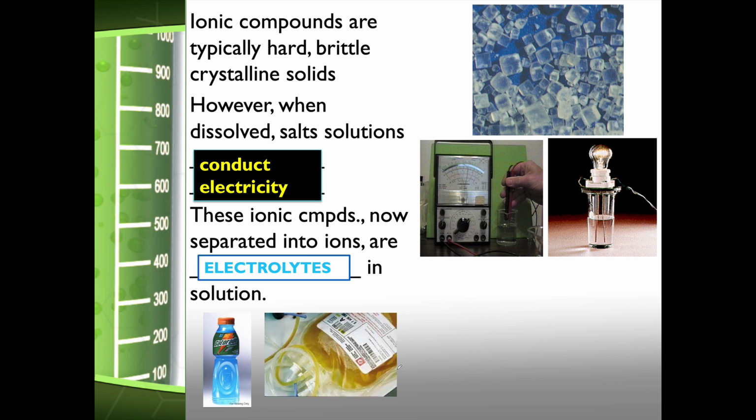There's also plenty of dissolved electrolytes and ionic compounds in the portion of blood that's liquid called plasma, this yellow colored fluid. If you take out all the red blood cells, what you're left with is plasma, and it's full of dissolved salts as part of the fluid.